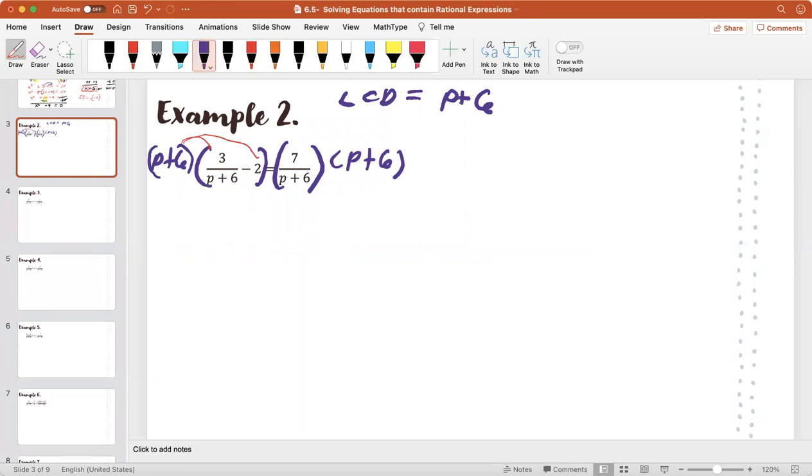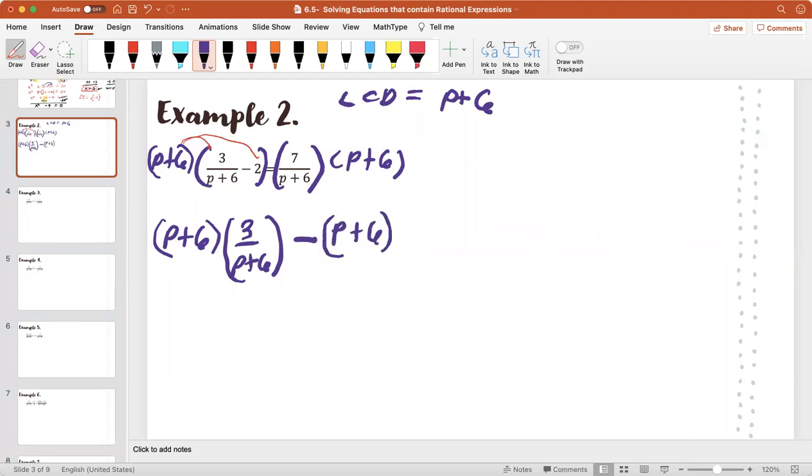So what's the first expression on your left? You have p plus 6 times the first expression on the left, which is 3 over p plus 6. All right. Next term. Next is your minus, p plus 6 times your 2. And that's equal to still the same 7 over p plus 6 times your p plus 6.